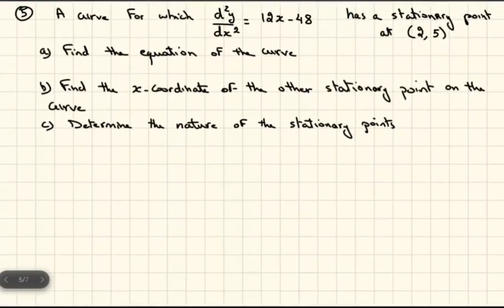Number 5. A curve for which the double derivative, or the second derivative, is 12x minus 48 has a stationary point at (2, 5). Part A, find the equation of the curve. Part B, find the x-coordinate of the other stationary point. And part C, determine the nature of the stationary points.